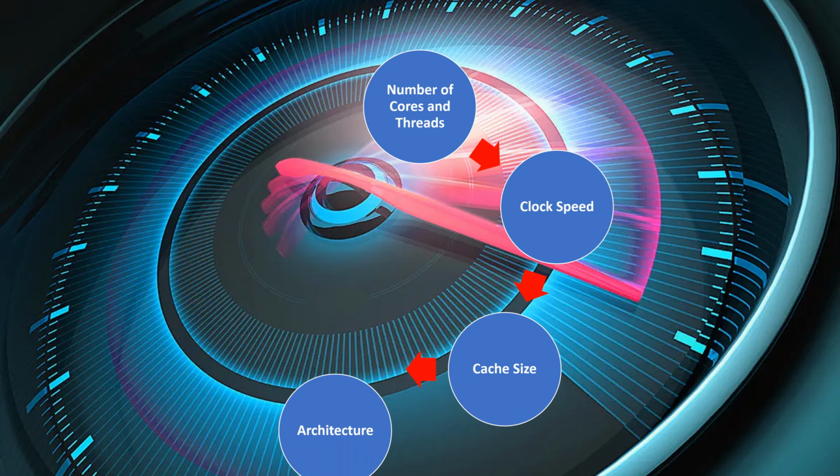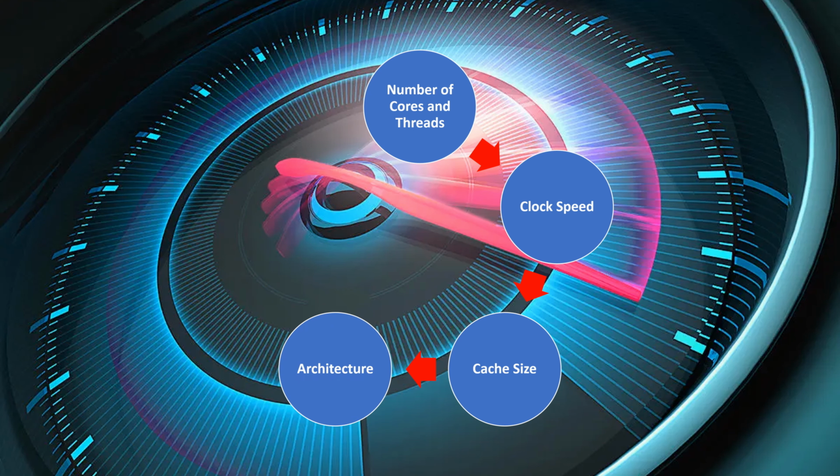Fourth factor is architecture. Newer CPU architectures improve efficiency and performance. Fifth factor is thermal design power, or TDP. Lower TDP means less heat generation and better power efficiency.